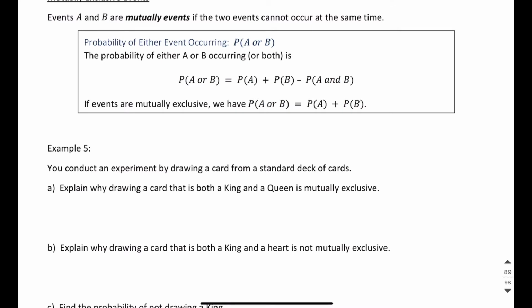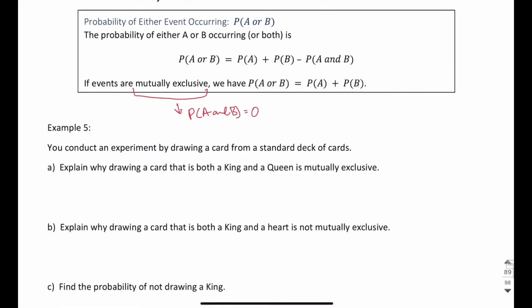The reason is that when the two events are mutually exclusive, the probability of A and B equals 0, because they can't both occur at the same time. So that's why, with mutually exclusive events, we just have a special case of the OR probability here.